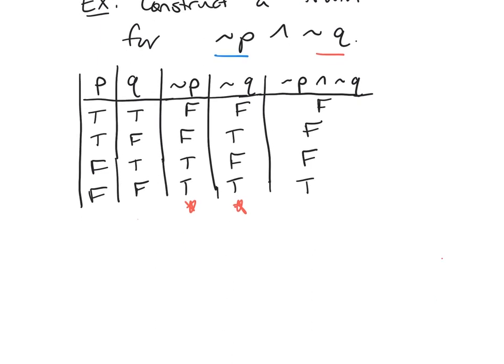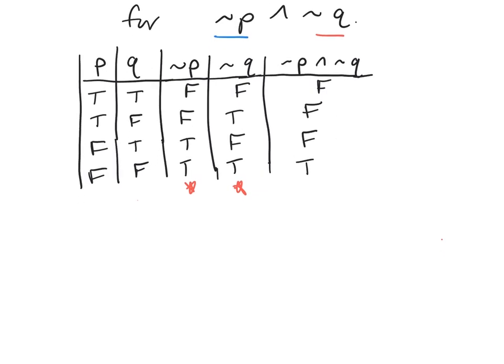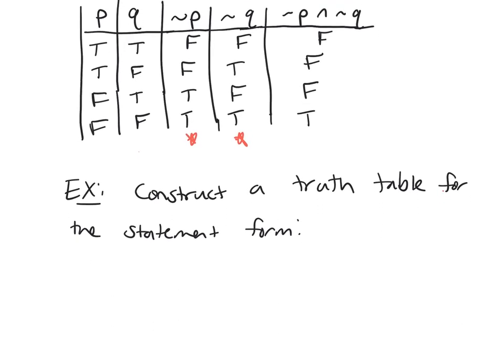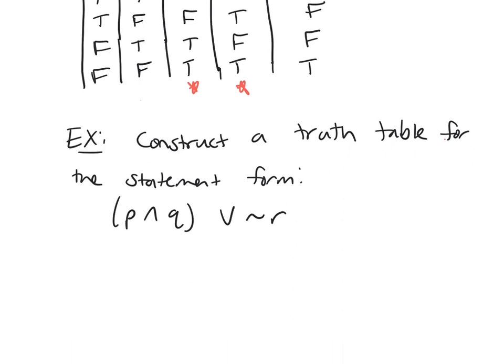All right, so how do I do a truth table when I have 3 statement variables? So for example, let's say I want to construct a truth table for the statement form P and Q or not R. So here I'm going to have 3 statement variables, P, Q, R.